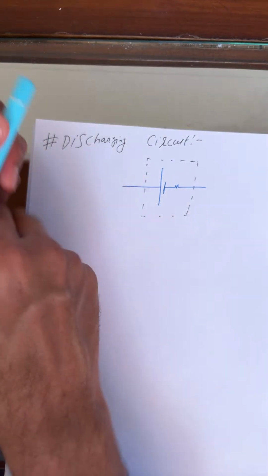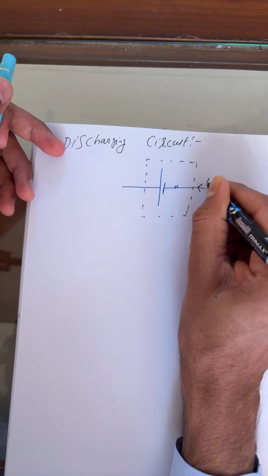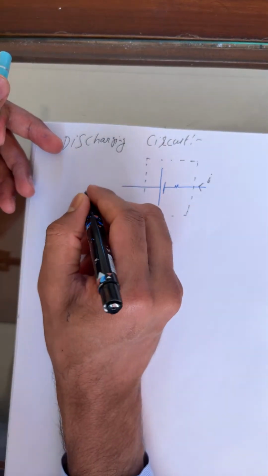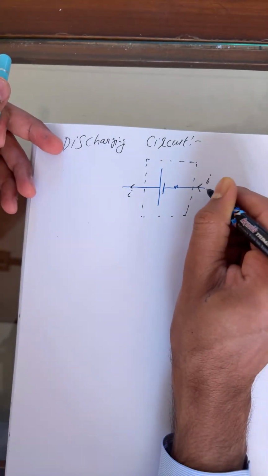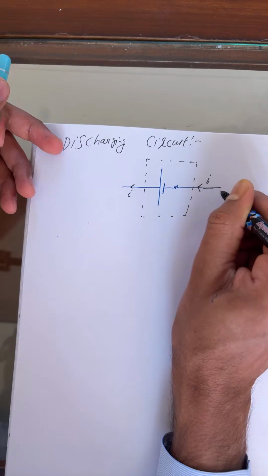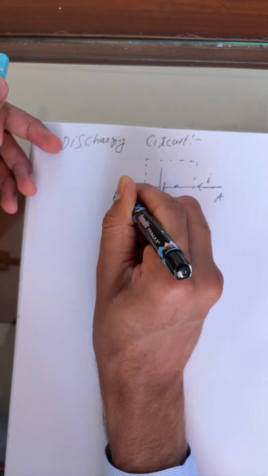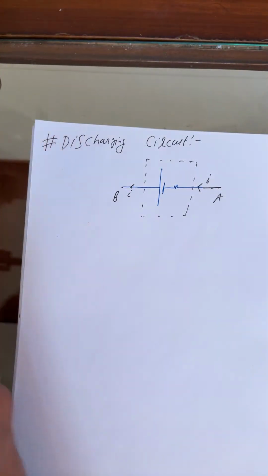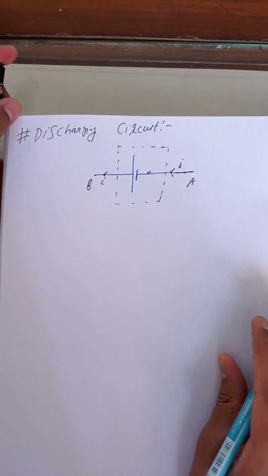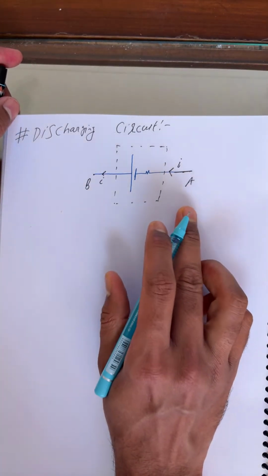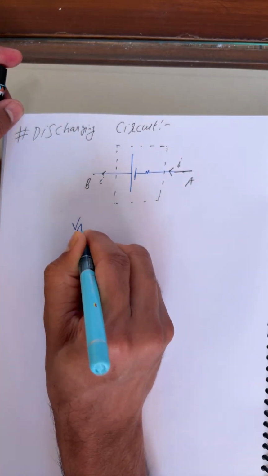Let us suppose current has started flowing from here. This current is I, which you can take at any point. Let us suppose I'm considering this point as A and this point as B. The current always flows from higher potential to lower potential, so this is VA, and this is VB.